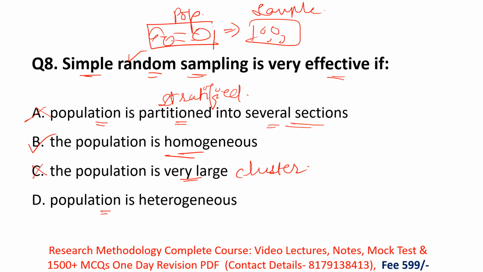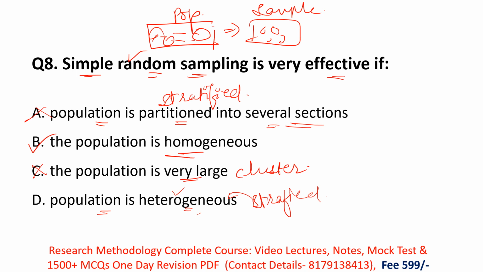Option D is population is heterogeneous. Again I said, whenever your population is heterogeneous, you'll always go for stratified sampling, because in stratified sampling your population is heterogeneous. From this heterogeneous group you partition your members into several sections with the same characters, and from these sections you select your samples randomly. So how do you select your stratified sample?